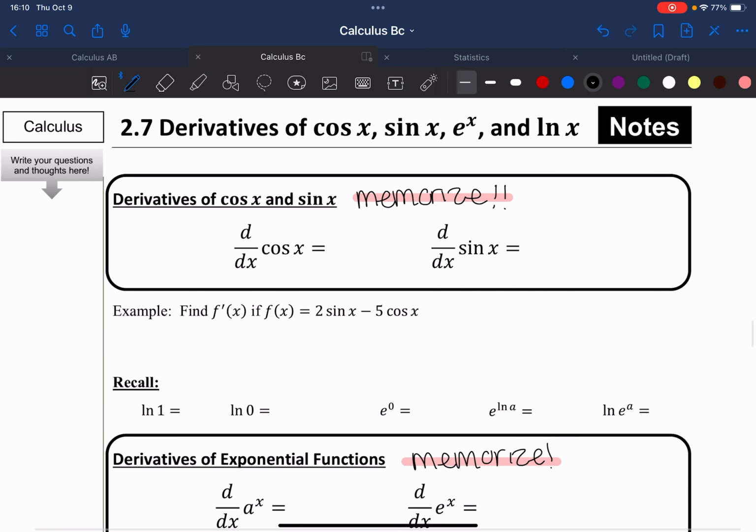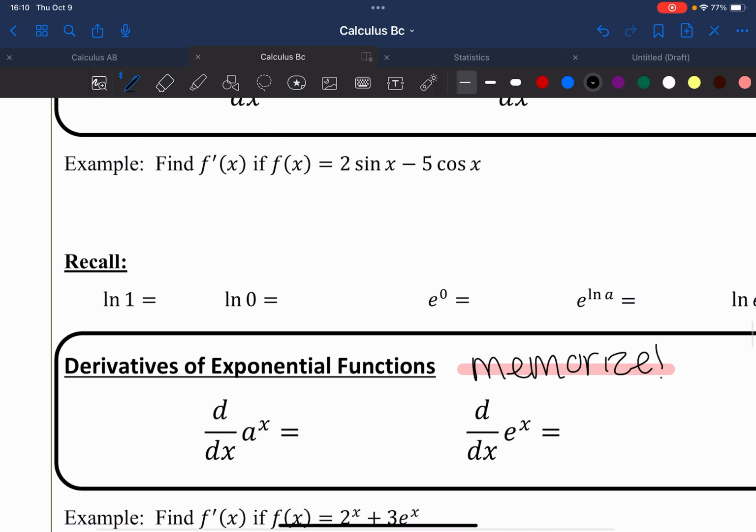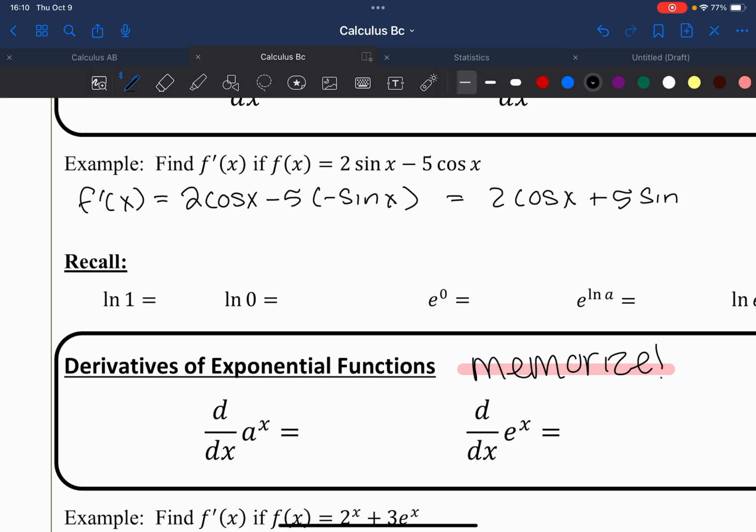Okay, so the derivative of cosine is negative sine. The derivative of sine is cosine. So in this example, if it wants us to find the derivative of f, we would do f prime of x is equal to, well, the derivative of sine is cosine, so this is 2 cosine x, and then minus 5, the derivative of cosine is negative sine, so this would be 2 cosine x plus 5 sine x.